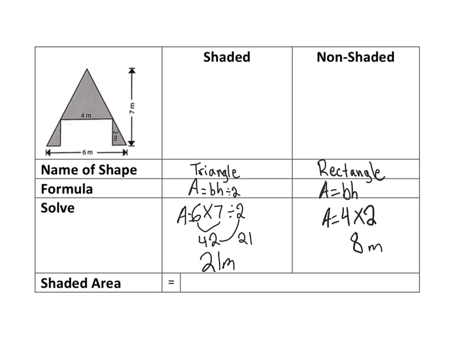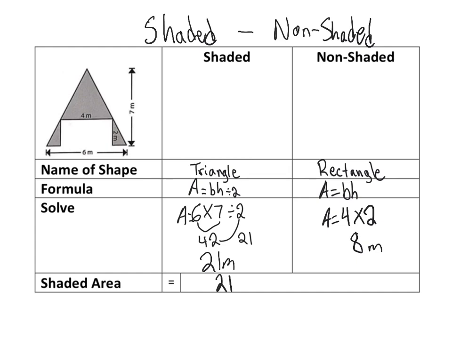Now, what we have to do here, we always want to do shaded minus non-shaded. It's very important you remember. If we're looking for the area of the shaded area, it's shaded minus non-shaded. So our shaded area here is 21. We're subtracting 8. So when we do 21 minus 8, we get 13. Since we're finding area, it's still meters squared. Whenever you find area, you have to put the unit of measure squared.